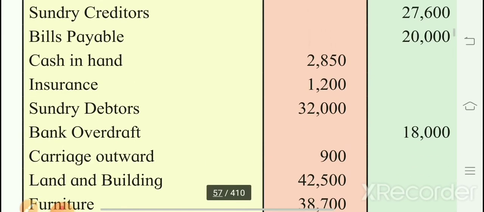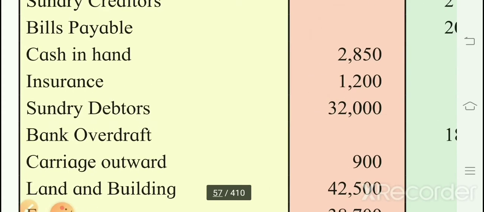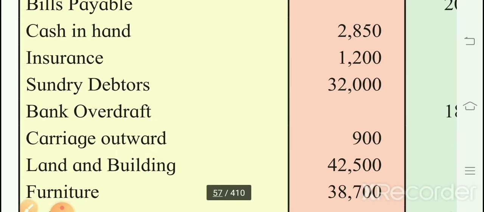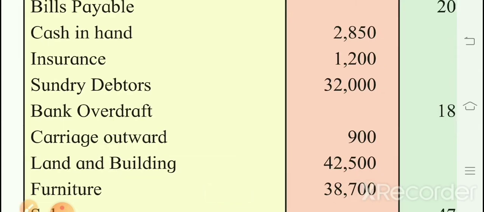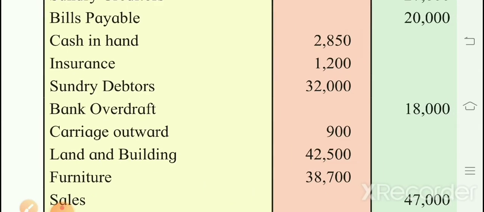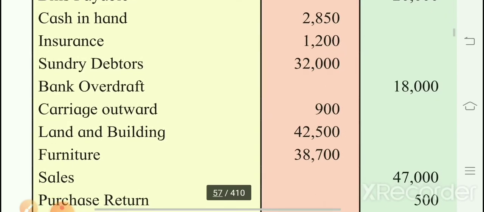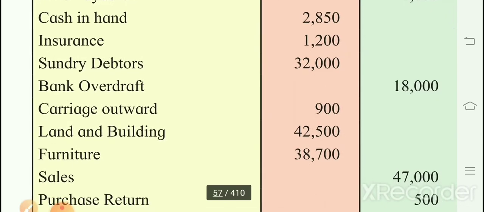Next, cash in hand. On the asset side, we will record this item by rupees 2,850. Next is insurance. This item will be recorded on the debit side of profit and loss account by rupees 1,200. Sundry debtors. On the asset side by rupees 32,000 we will record it. Next is bank overdraft. Bank overdraft is the short term loan taken by our firm. Hence, it is the liability of our business. That's why we will record this item on the liability side by rupees 18,000.